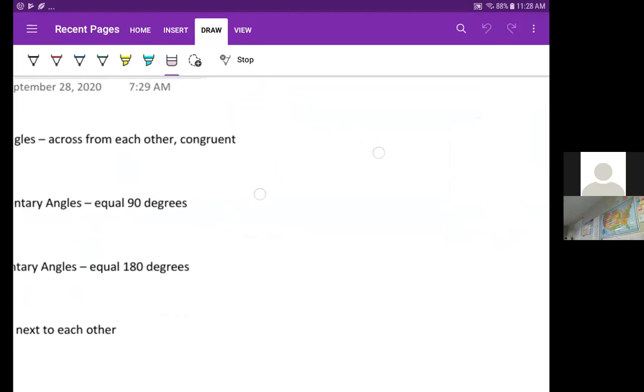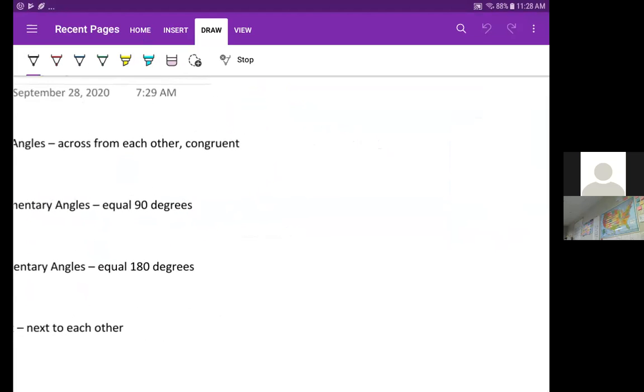So vertical angles, this is only when you have lines intersecting like this. So when you have lines that intersect like this, the top one and the bottom one are going to be equal. Same thing on this side, the left one and the right one, these are going to be equal to each other. So if this blue one is, let's say, 30 degrees, this one is also 30 degrees. It's pretty straightforward.